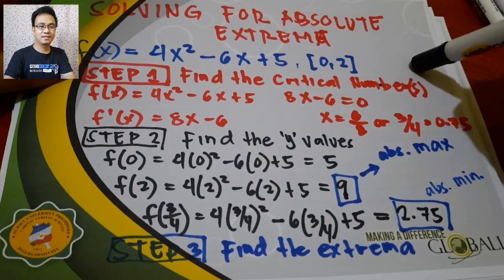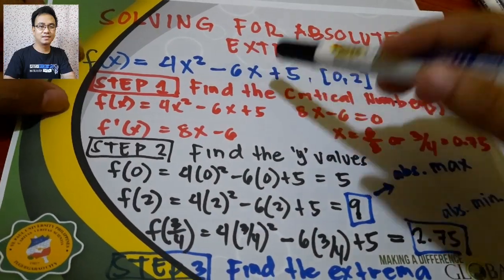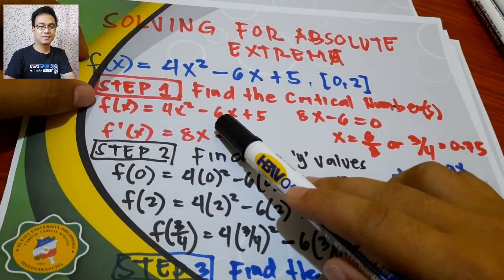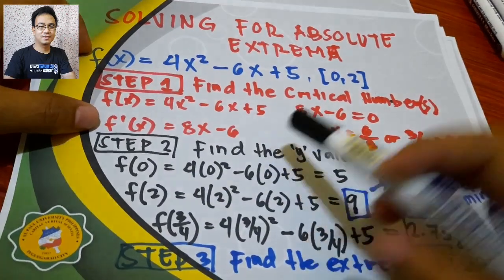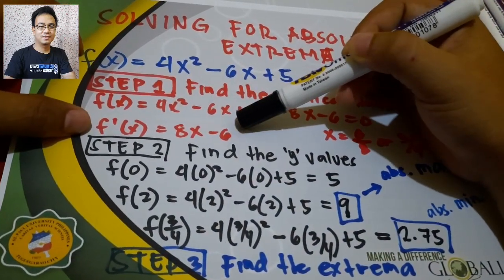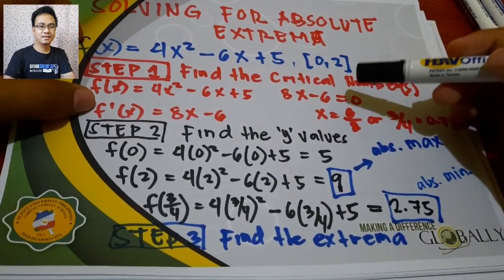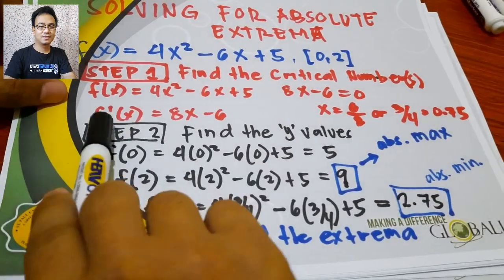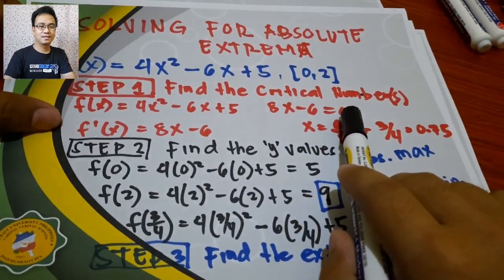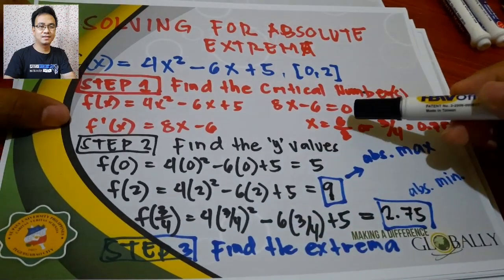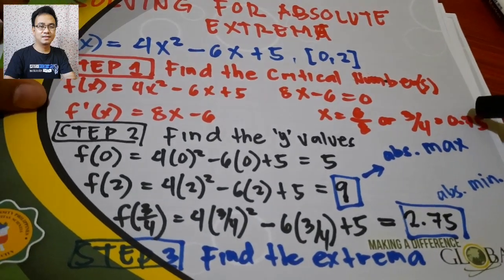Now, how to find the critical numbers? We need to find the first derivative of the function f of x. So this is f of x equals 4x squared minus 6x plus 5. Its first derivative is f prime of x equals 8x minus 6. That's the first derivative. And after getting the first derivative, we let f prime of x equal 0. So if we substitute f prime of x to 0, ang mangyari po is 8x minus 6 equals 0. And then solving for the value of x, we get 6 over 8 or 3/4 or 0.75.